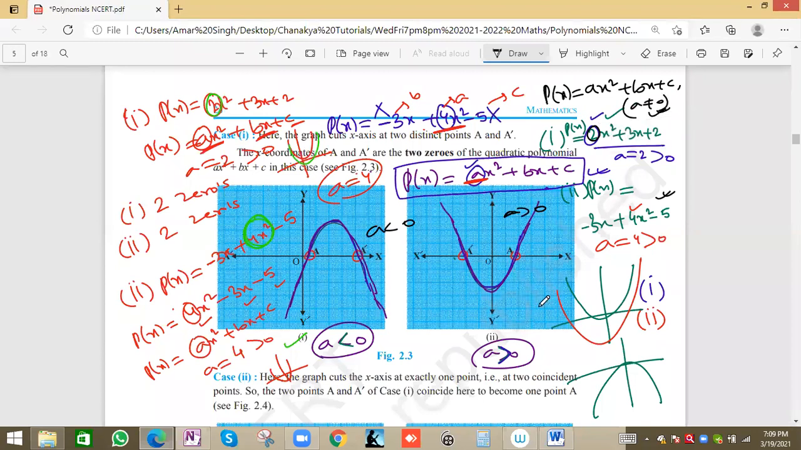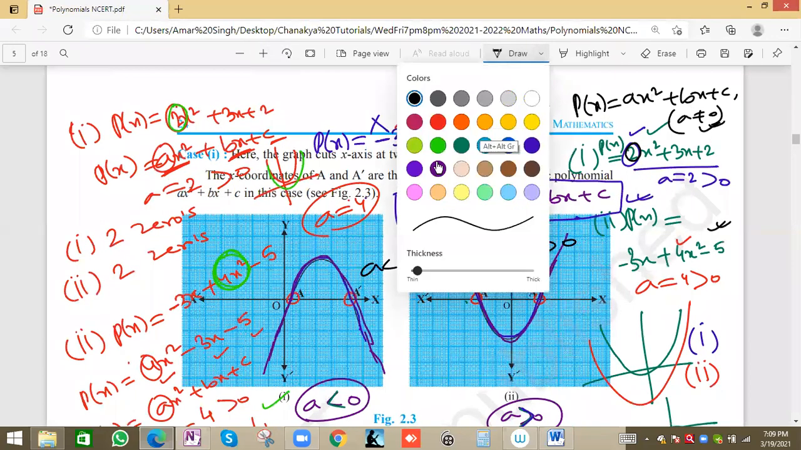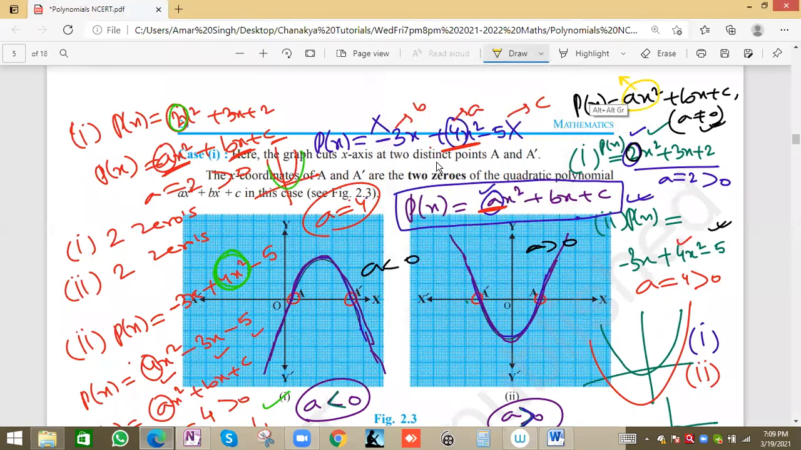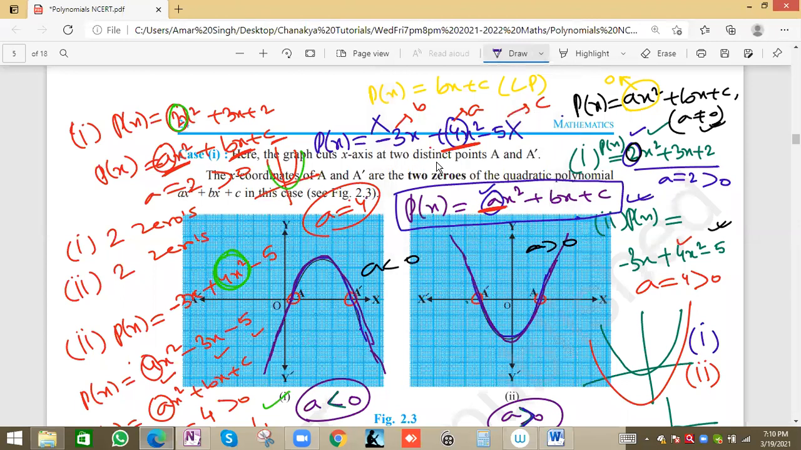Why is A not equal to 0? Because if you put A as 0, then the x square term will be 0, so the polynomial will convert to which form? Bx plus C, that is LP, linear polynomial. So this polynomial will not remain a quadratic polynomial, it will become a linear polynomial. That's why the important thing is that A should not be equal to 0. That we have to see. So fine, no problem, in this equation A is not 0, so this is a quadratic polynomial.